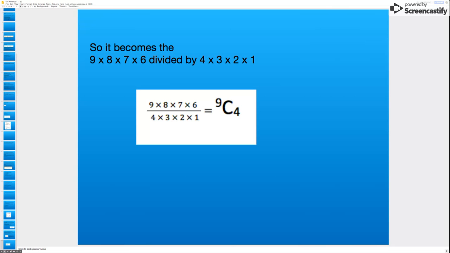So hopefully that gives you a little bit more of an understanding of the difference between permutations and combinations, and a little bit of an insight into the formulas that Alan was using.